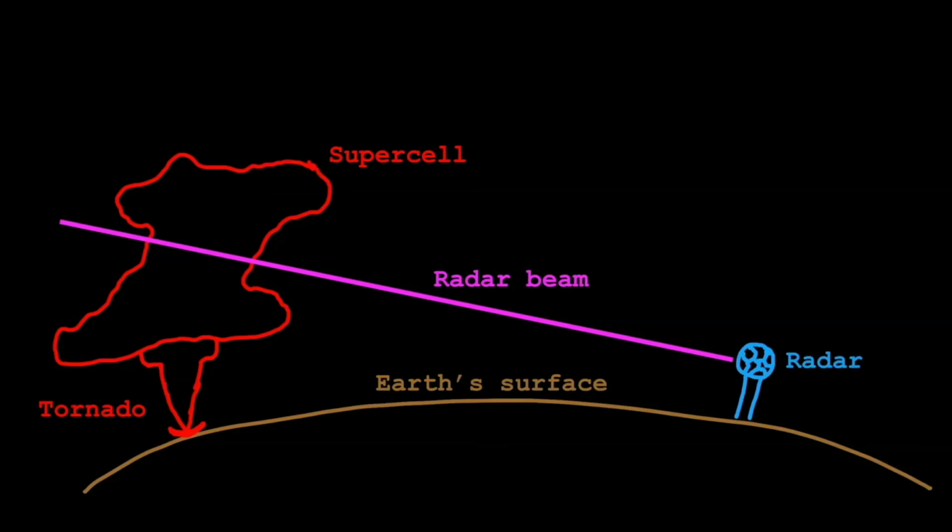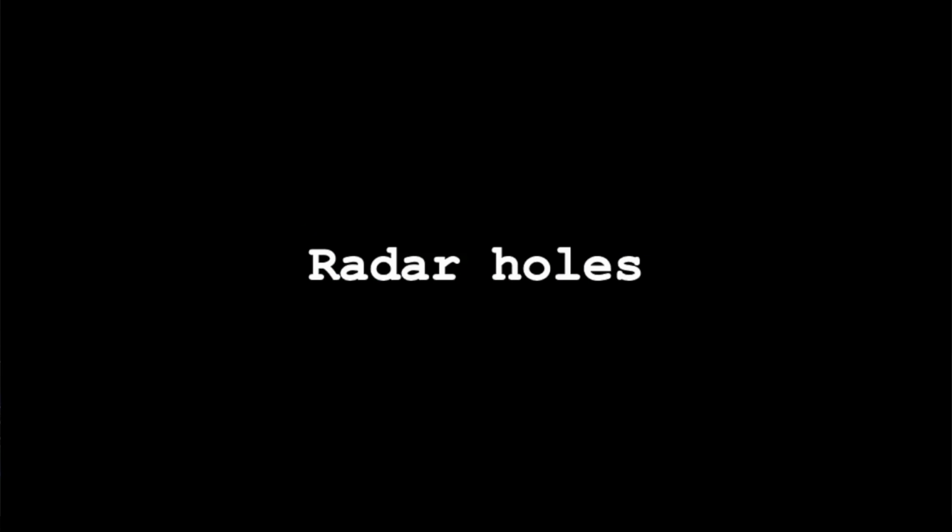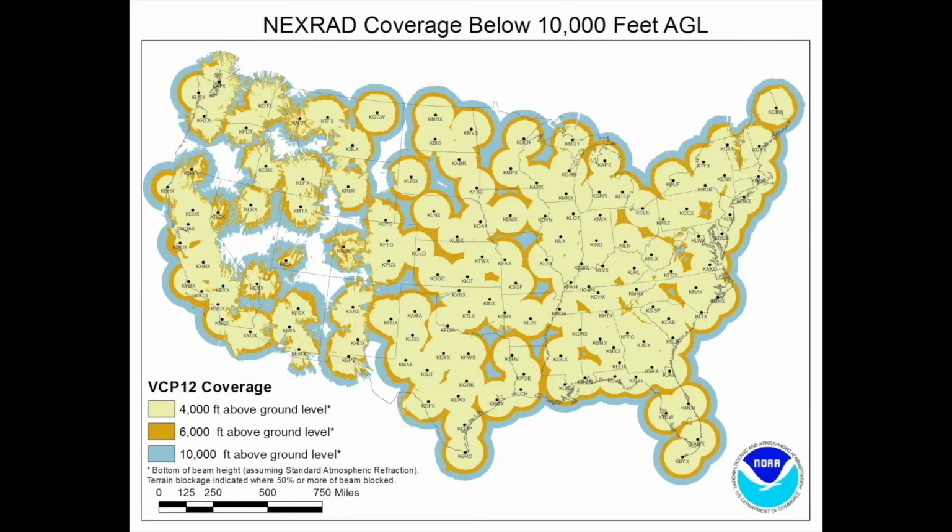This is especially the case in radar holes, which are areas that feature little to no low-level coverage from any radar. This map shows the radar coverage at 4, 6, and 10,000 feet above ground level, indicated by the yellow, gold, and blue shading respectively. Areas in white receive no radar coverage below 10,000 feet. You can see that several areas that frequently experience severe weather lack robust low-level radar coverage, including parts of New Mexico, Texas, southeast Oklahoma, Nebraska, and the Dakotas. Unfortunately, these issues are without a viable solution aside from adding more radars.